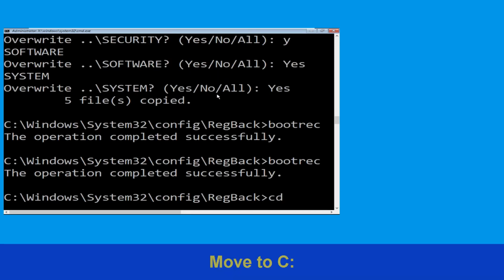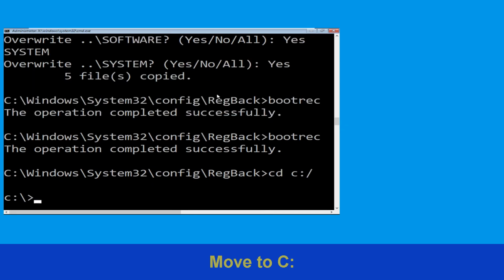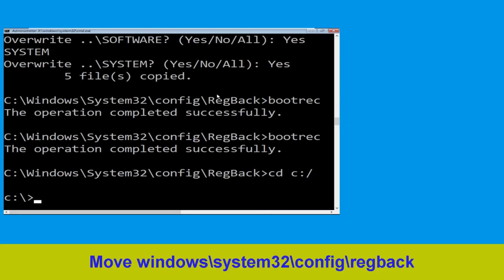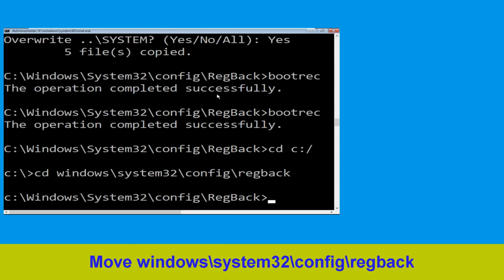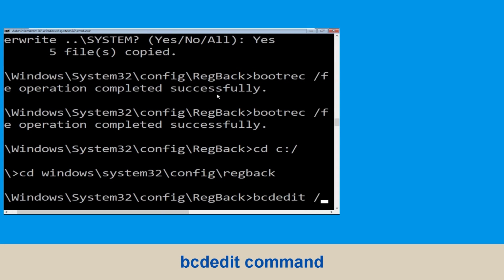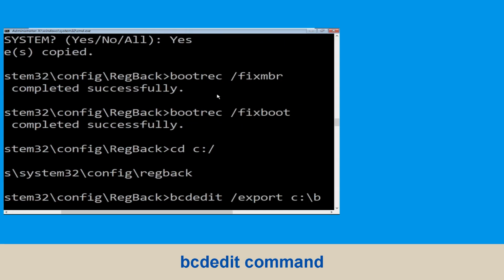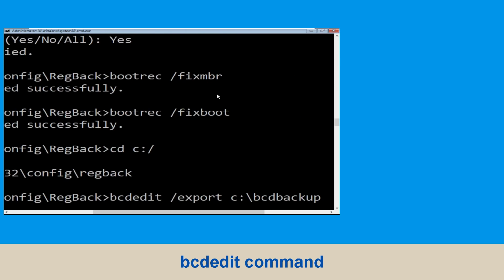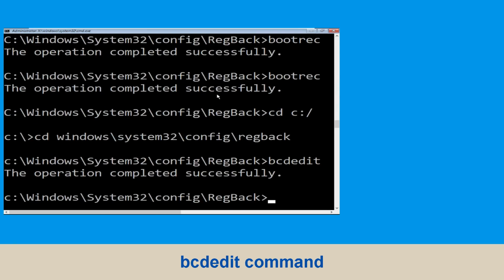Now type in cd space c colon / and simply hit enter to execute the command. Now type this command: cd space windows /system32 /config /regback and simply hit enter to execute the command. Now execute this command. Type bcdedit space /export space c colon /bcd backup and simply hit enter to execute this command. Then move to the next one.